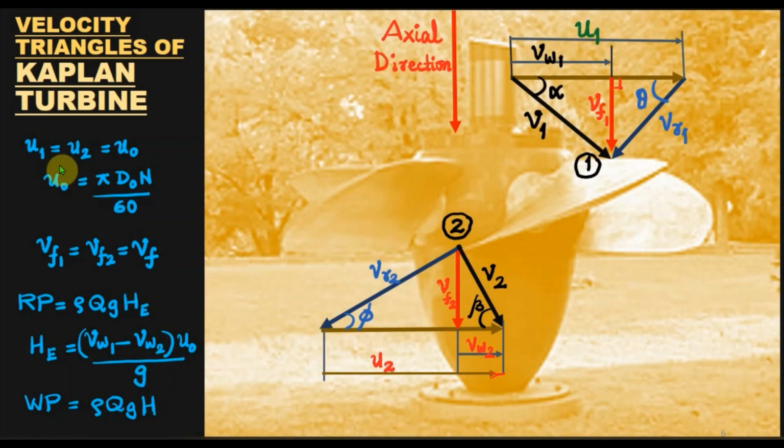And for a Kaplan turbine, we know that U1 is equal to U2 is equal to U0. Therefore, that U0 can be taken out. So you will get the runner head He in the case of a Kaplan turbine as (Vw1 minus Vw2) within the bracket, multiplied by U0 divided by g. And as in the case of other turbines, the water power equation remains rho Q g H, where H is the net head for producing useful work available at the turbine inlet.